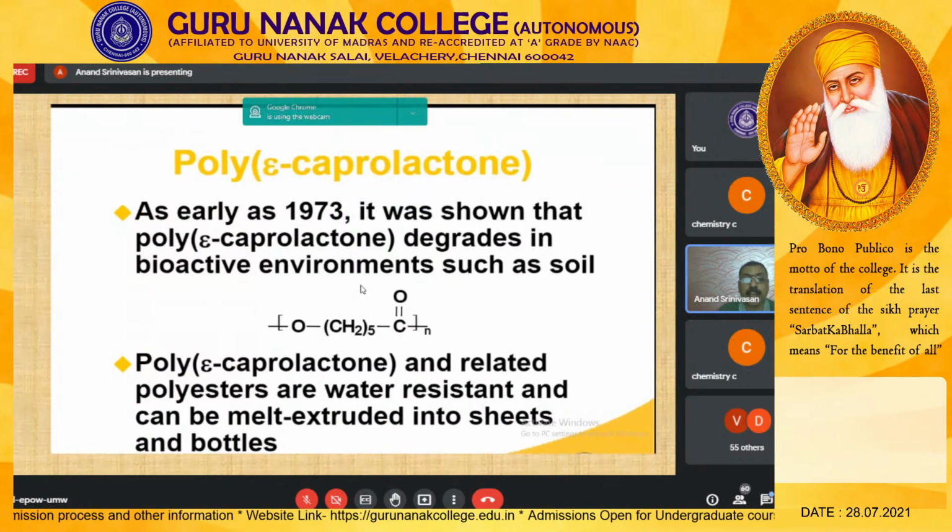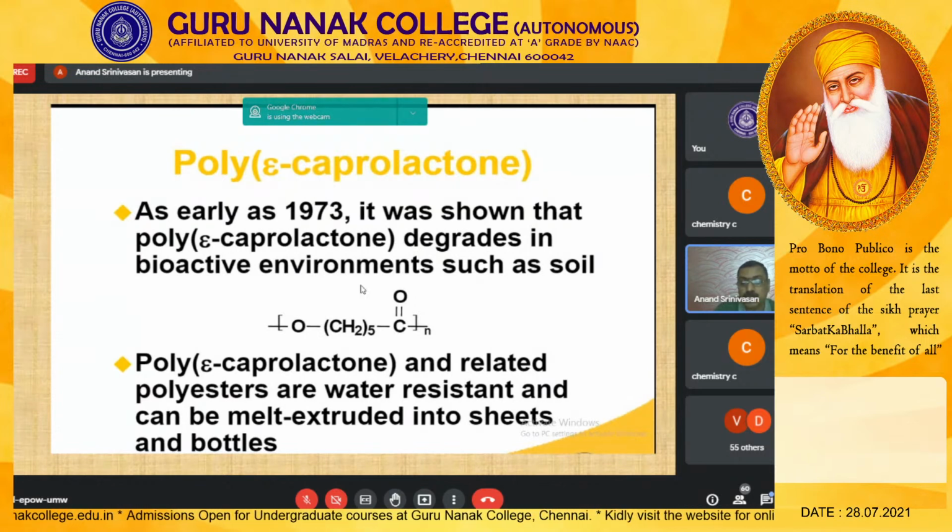You can also use polycaprolactone. It shows that polycaprolactone degrades in a bioactive environment such as soil. So wherever polylactic acid is used, where the degradation time is more than 180 days, you can use this polycaprolactone. In fact, we have made a PLA-PCL combination. That paper we have published in a very good journal, which is again used as a film material for packaging application.